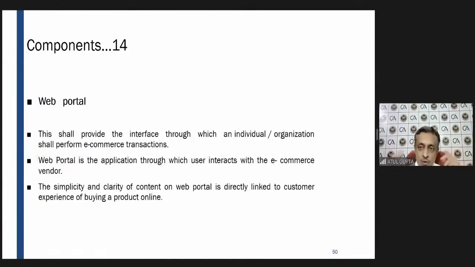Web portal, through which you can do e-commerce transactions. The web portal's application is what the user interacts with to deal with the e-commerce vendor. The simplicity. Now the next question.